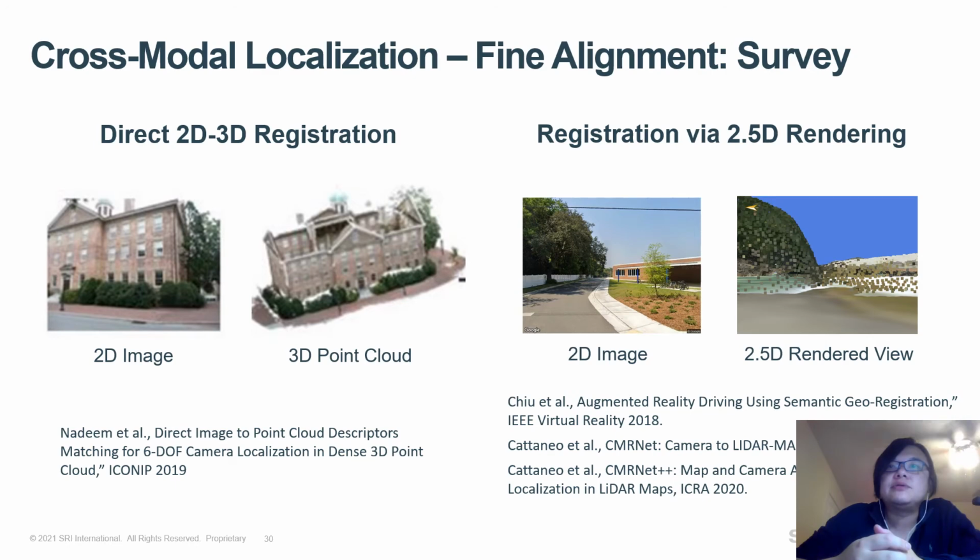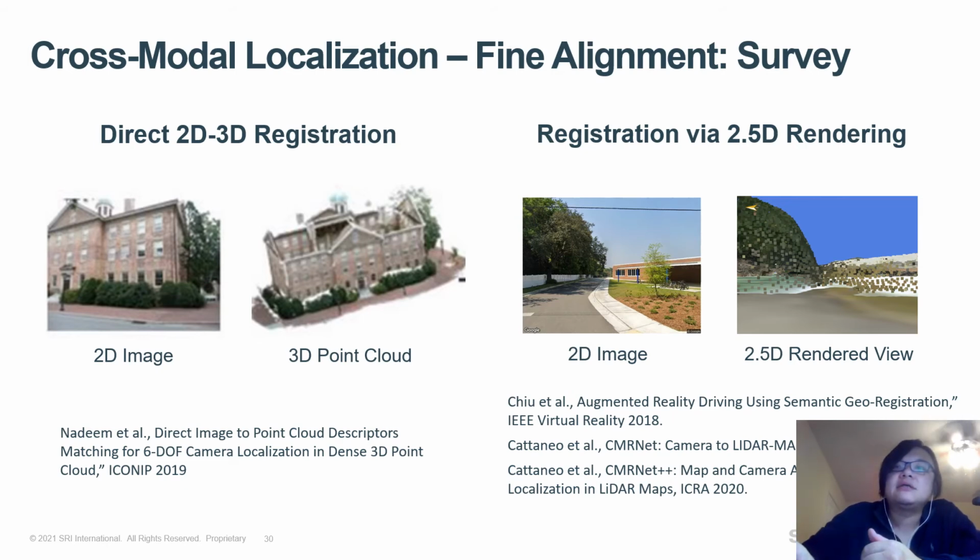The second approach is registration using 2.5D rendering. The idea is to render a 2.5D view from the 3D point cloud using an initial pose computed from the coarse search. Then the entire problem becomes the matching between the 2D ground image and the 2.5D rendered view. Through the feature matching, it can get the correspondent 3D values to refine the pose for the 2D query image.